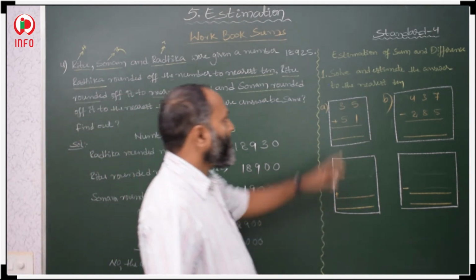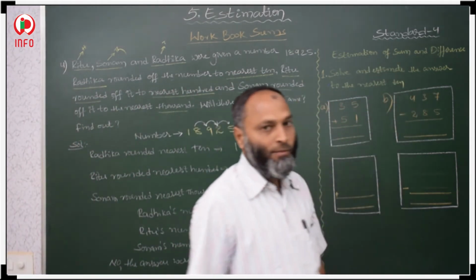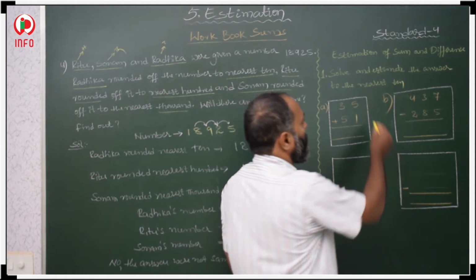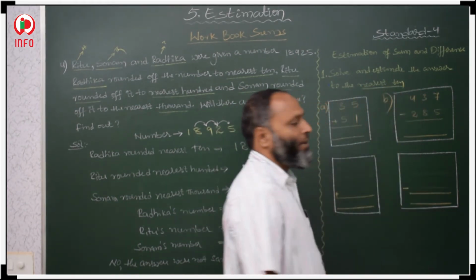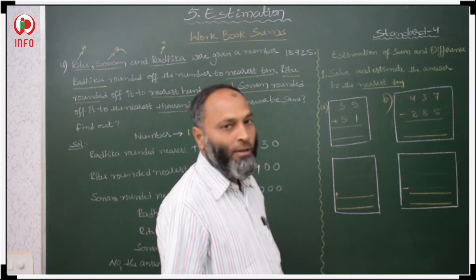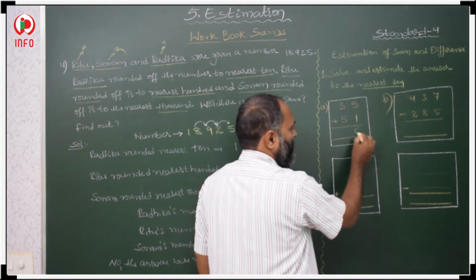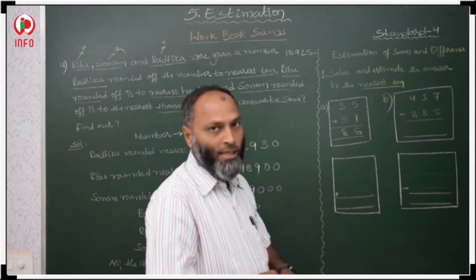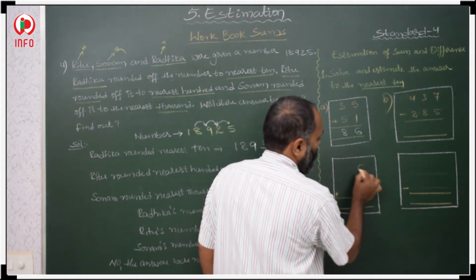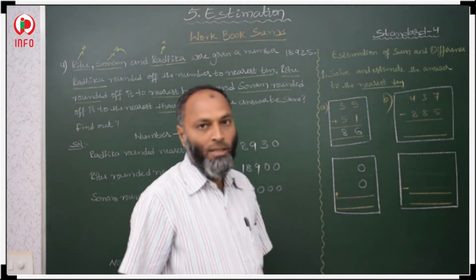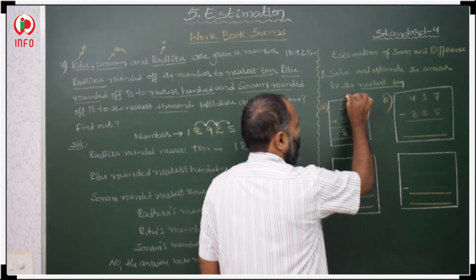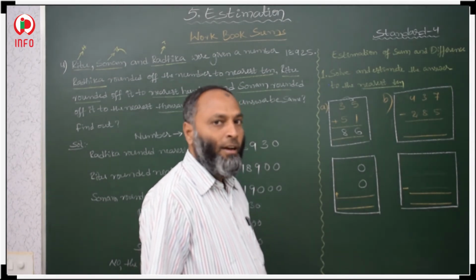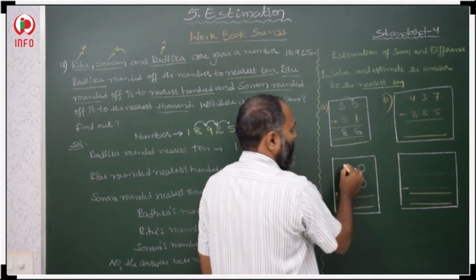Next, estimation of sum and difference. Sum and difference we have to estimate. Here, first nearest to tens. First, actually we have to add. 5 plus 1, 6. 3 plus 5, 8. 86. Nearest to 10 he is asking. Nearest to 10 means in ones place we have to keep zeros. Then what is there in ones place? 5. So it is equal to or greater than 5, we have to add plus 1 to tens place. Then you get 4 here.